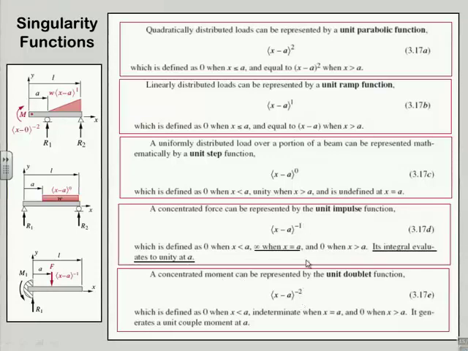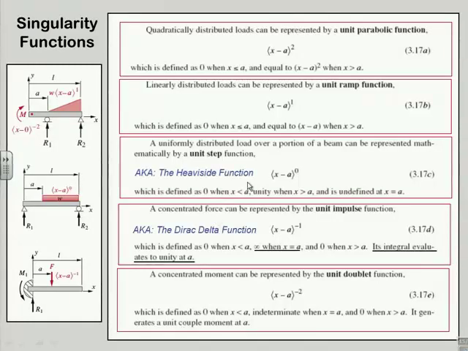If we keep differentiating, we go down to the power of minus 2. Defined as 0 when x is less than a, indeterminate when x equals a, and 0 when x is greater than a. It sounds like it's nothing, but it actually is representing a unit couple. So here I'm putting a moment or a couple on that thing. A couple, of course, being two forces that are equal and opposite, and it's worth 1 unit of moment. So much like the Dirac thing, it's sort of arbitrarily defined, but it works.